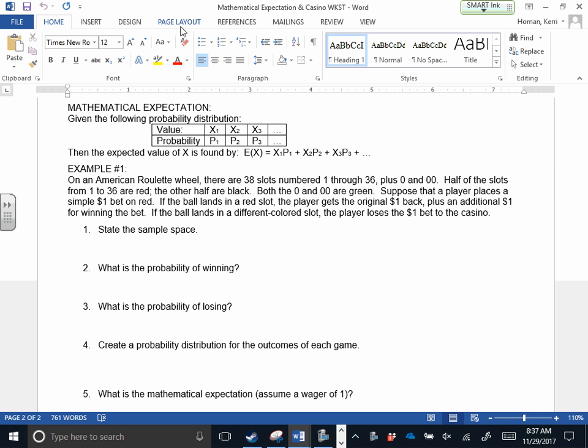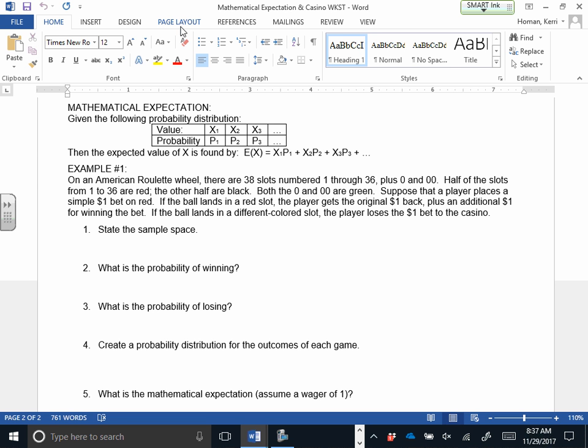Now, if you're creating a game, like you will be starting on Friday, do you want to make money off of your game, or do you want to lose money off of your game? You're going to want to make money off of your game.